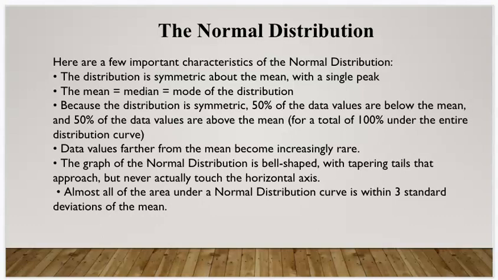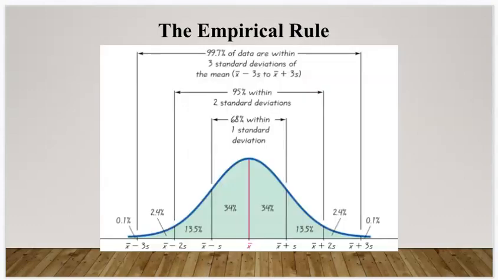The graph of the normal distribution is bell-shaped with tapering tails that approach but never actually touch the horizontal axis. Almost all of the data under a normal distribution curve is within 3 standard deviations of the mean. Which brings us to the empirical rule. Within 1 standard deviation, 68% of our data lies, so that's why we report it typically. Within 2 standard deviations, we have 95% of our data. That's another reason why outside 2 standard deviations would be considered an outlier.